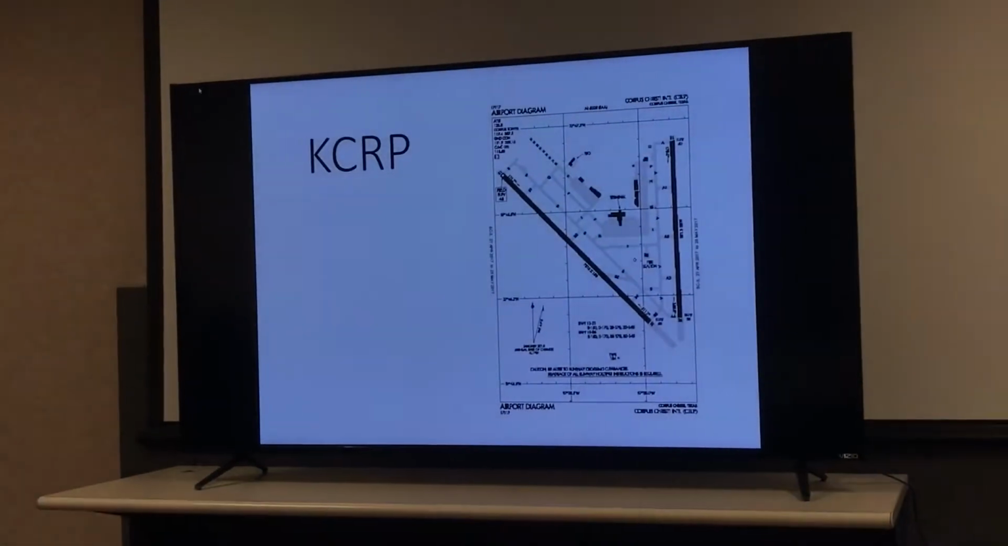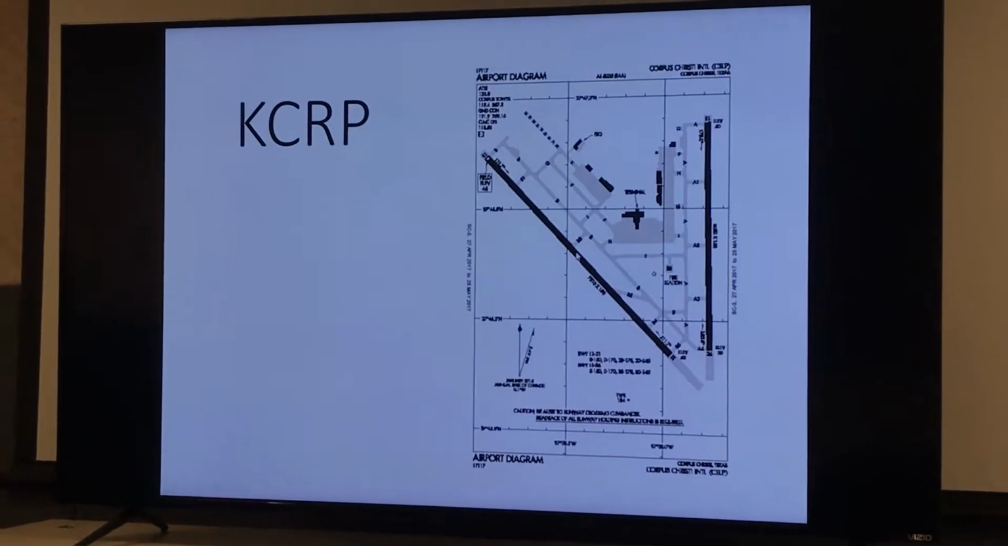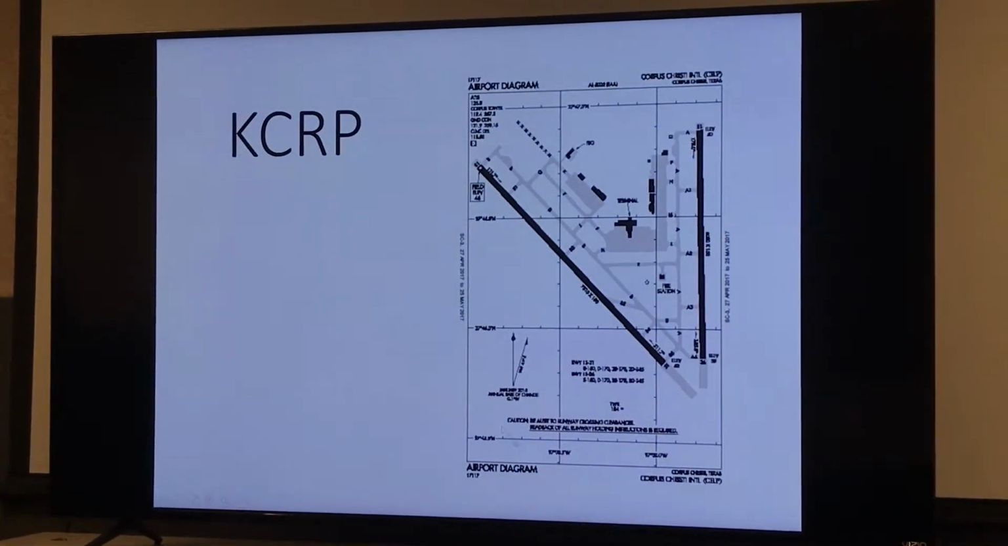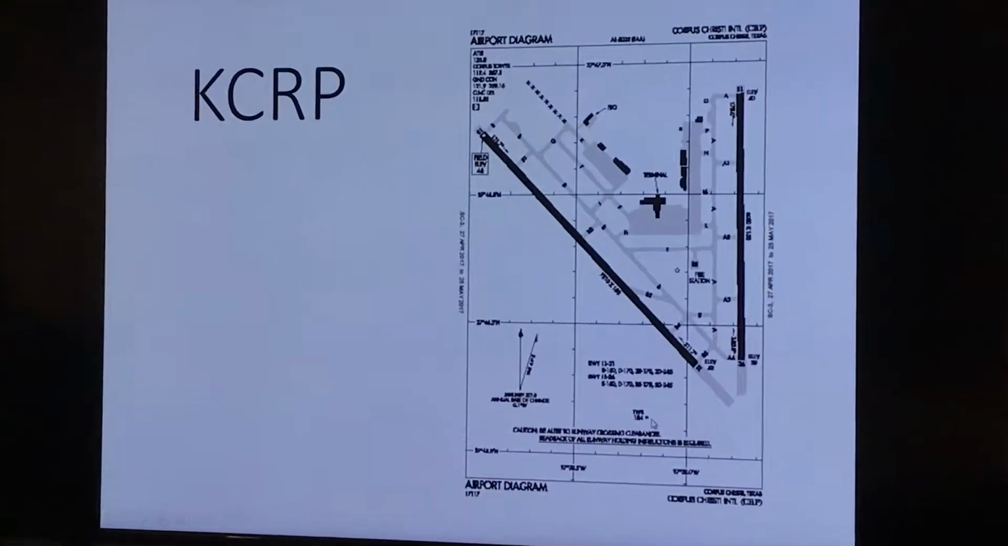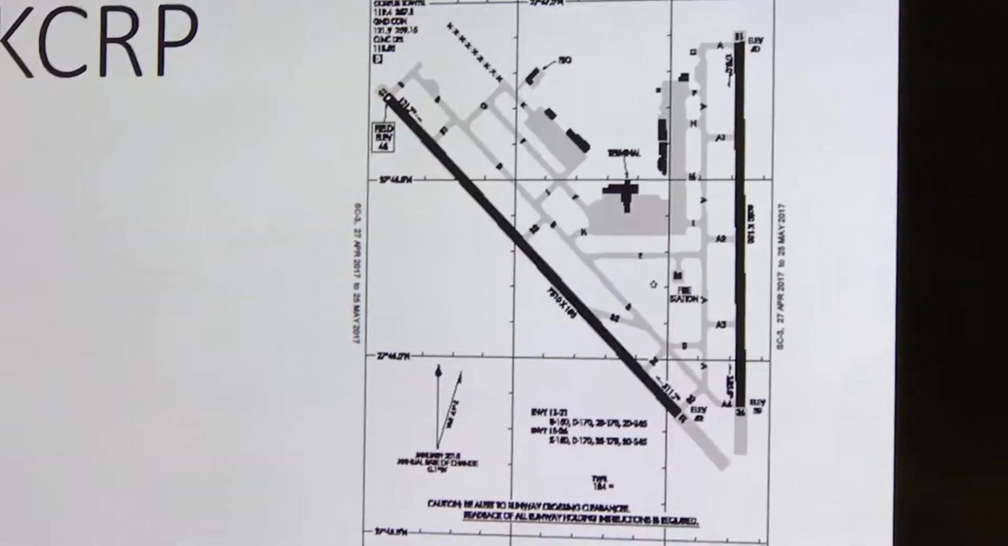Okay, there's our airport diagram. This was an interlink, but for some reason it's not working, so I'm just going to skip right over it. We're sitting right here. That's the control tower. So when we go upstairs, you can kind of orient yourself.